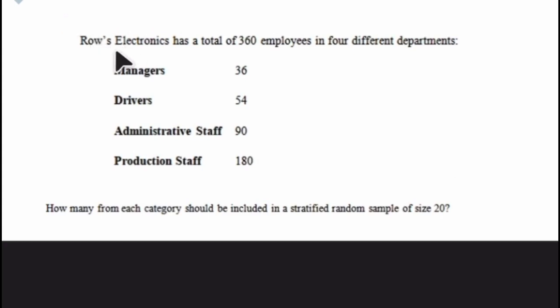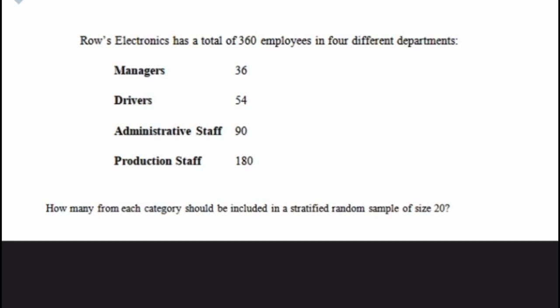So enough chit chat. Let's just work the question. We see that there are four departments. They consist of managers, drivers, administrative staff, and production staff. Now in total, if you add all of those up, it equals 360. The entire 360 would basically be the population size. And then we said we want 20 out of that. So the 20 would be the sample size, and then we have four different values we're working with.